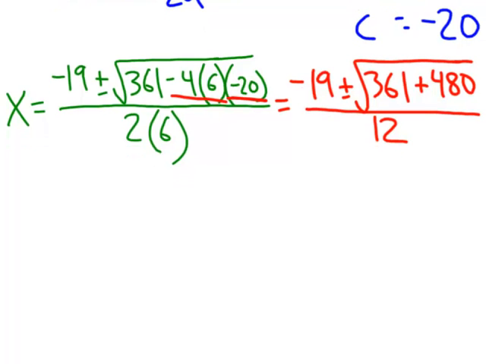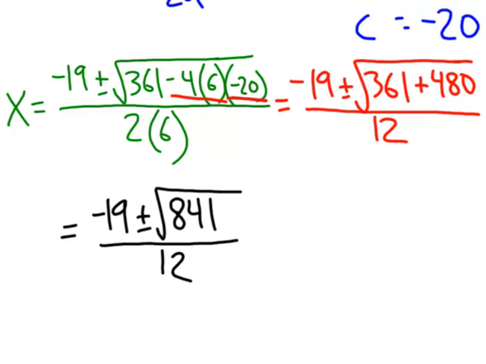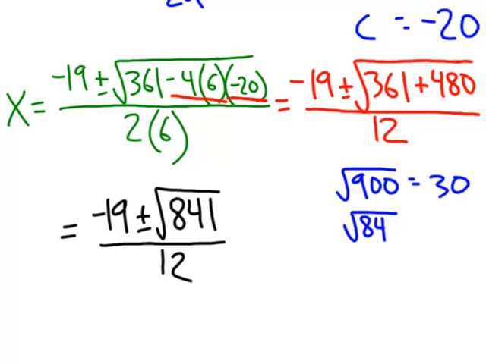Let's keep going. Let's further simplify that. Again, negative 19 plus or minus 361 plus 480. Again, just doing that in our head, that should be 841 over 12. Now, if you're not sure, the next natural question here is 841, is that a perfect square? Well, I'd expect you to at least be able to go through this process. Kind of in your head go, well, I know 900 is a perfect square. I know that root 900 is going to be 30.